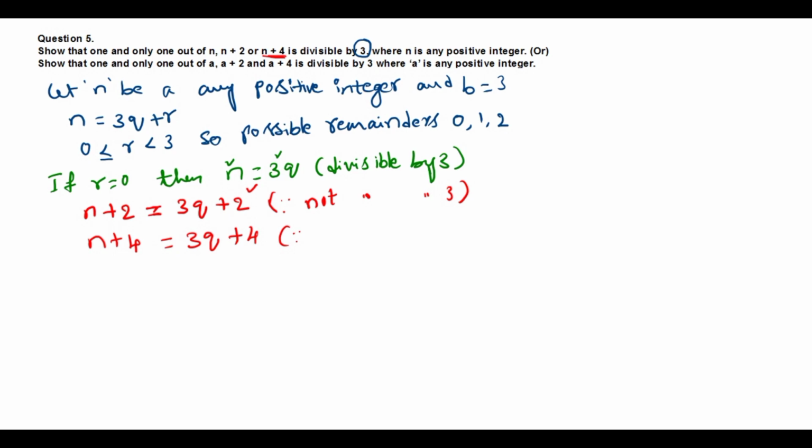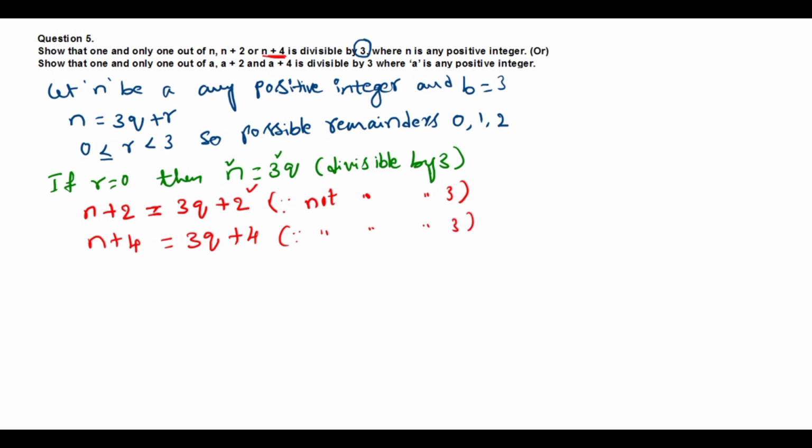That means it is not divisible by 3. Divisible by 3 means the remainder we should get is 0, or if the remainder is 3, then by taking 3 common we can prove it is 0. So this one is also not divisible by 3. So this is case 1, if r equals 0.